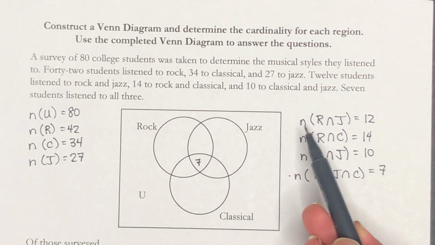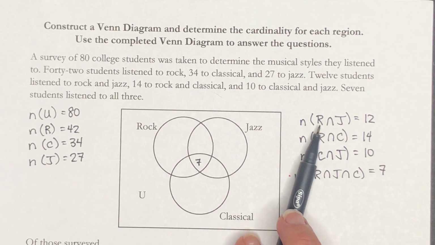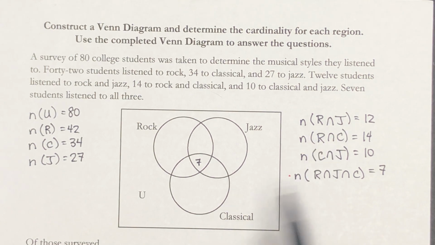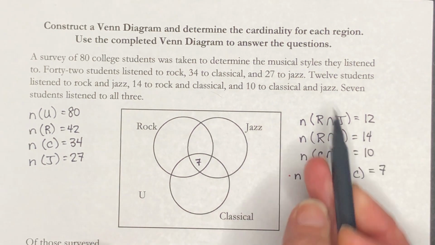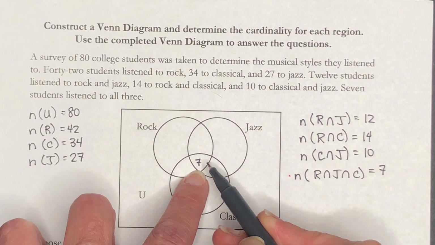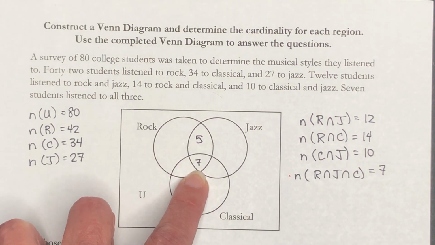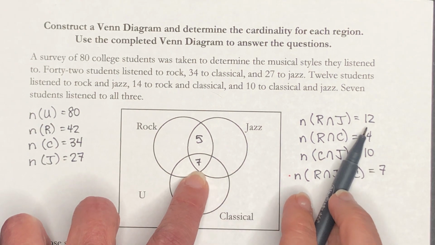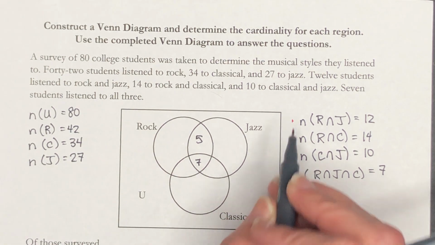Now let's look right here. I'm going to use these because these are the next most restrictive. We're talking about an overlap between 2 regions, not 3. If I'm looking for the number in rock and jazz, that's 12. Well, this whole region right here is the one this is talking about. There are 12 in this whole region. 7 have already been accounted for. So I do 12 minus 7 to get a 5 right there. So I have a total of 12 people who listen to both rock and jazz, and still 7 that listen to all 3. So I've used that one.